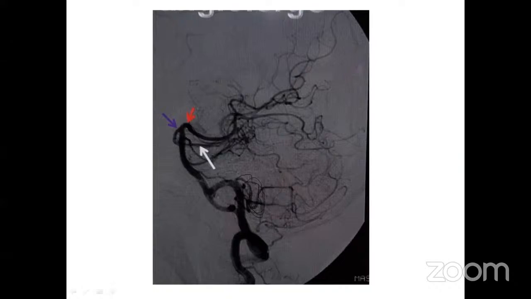And can you show the PICA again? So this is the PICA. Yes, you can see the caudal loop, and then the cranial loop, and then the cortical branches also.